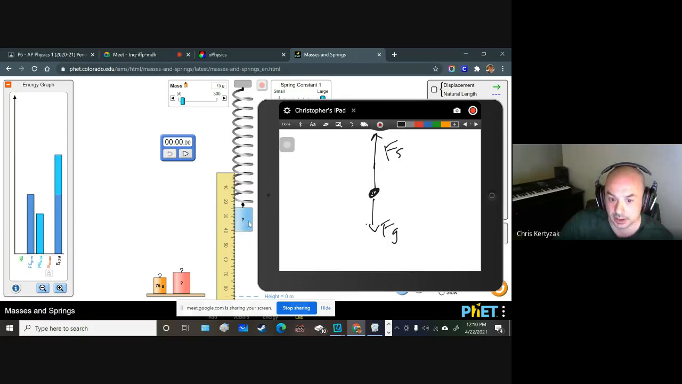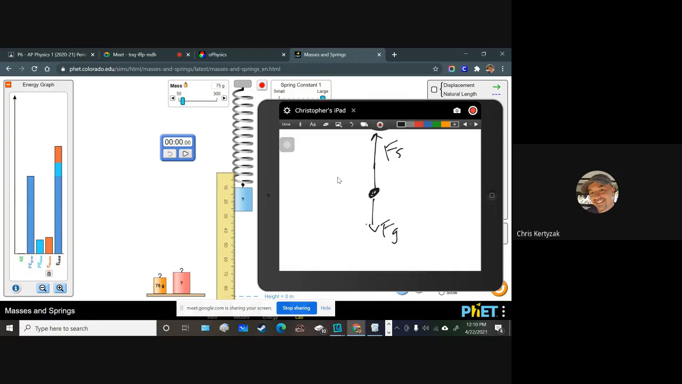Point being, if we stretched it here, we wouldn't expect it to stay there, because look at my free body diagram. It's indicating these forces are unbalanced, right? And so when I release it, it would move in the upward direction, because that's the direction of the net force. And that's, of course, what we see, right?